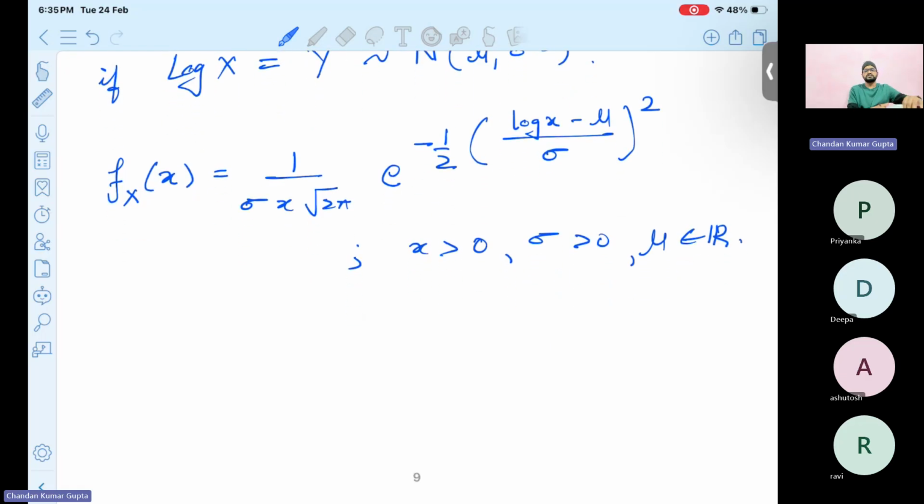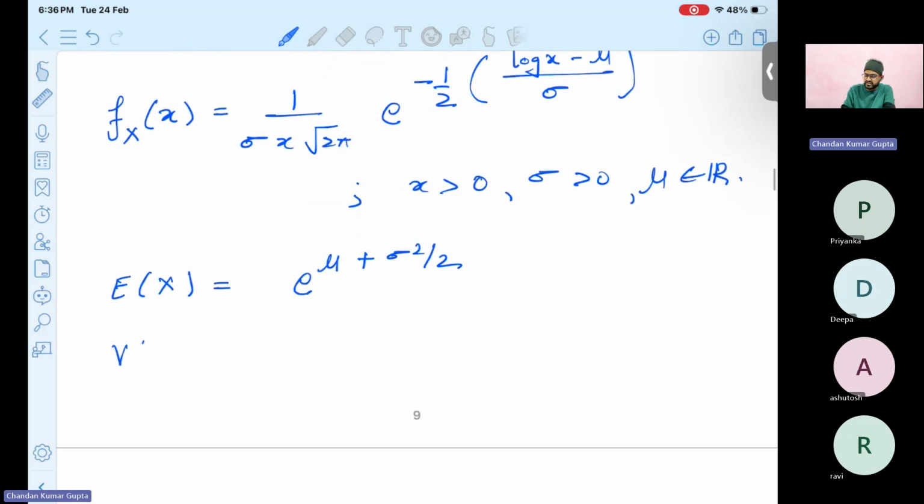We also have its mean and variance. The expected value for the log normal case is e to the power mu plus sigma square by 2. The variance of this distribution is e to the power 2 mu plus sigma square, times e to the power sigma square minus 1. This is obviously not in a very simple form to remember, but this is the mean and variance for the log normal variate.